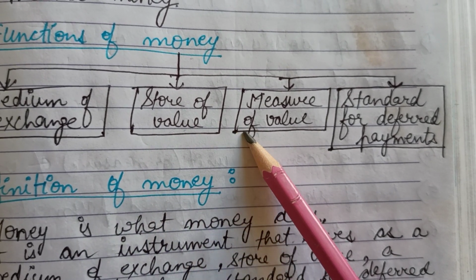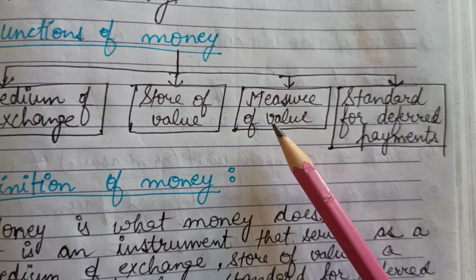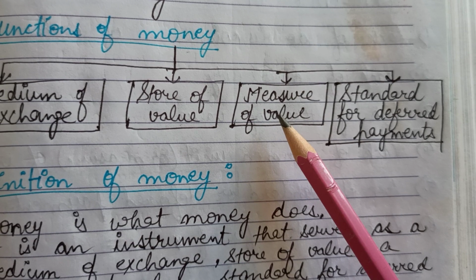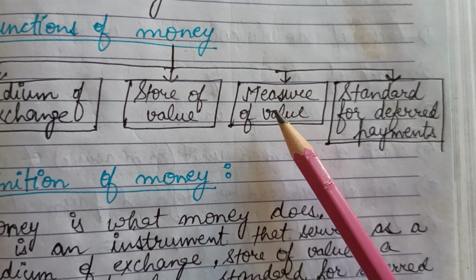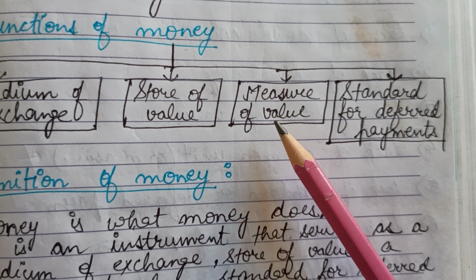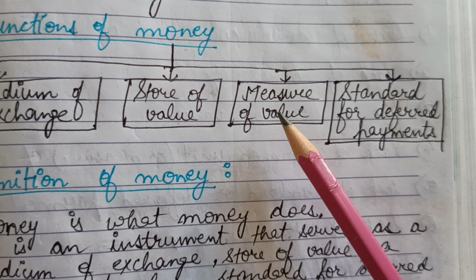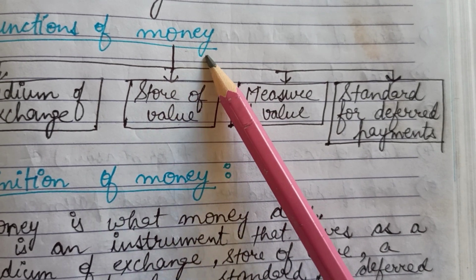Now the next function of money is the measure of value. Measure of value means that we can make out the value of goods and services, and it can be expressed in the form of money. For example, if someone asks me what is the value of your car, I can easily answer that because it has been possible with the evolution of money only.